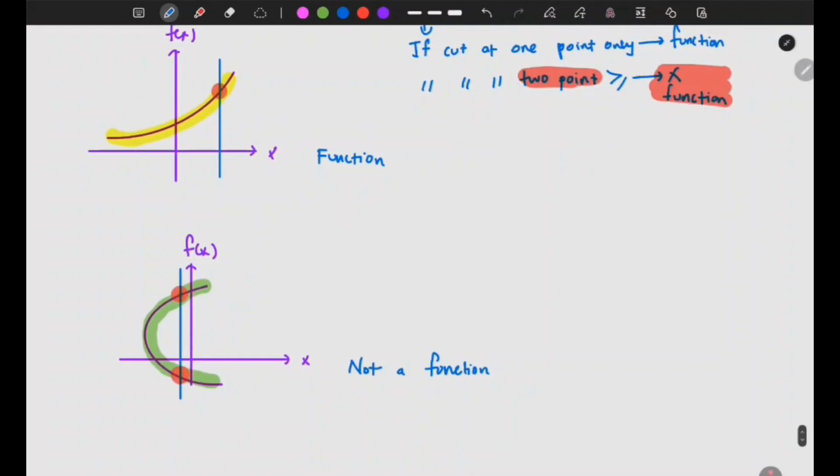So this is how you identify a function. I think I'm too fast. Am I?